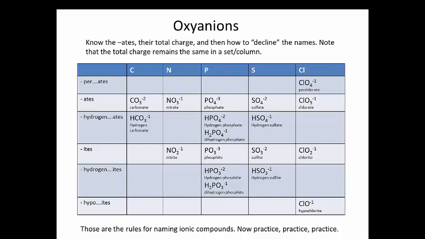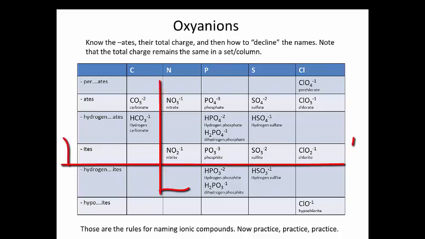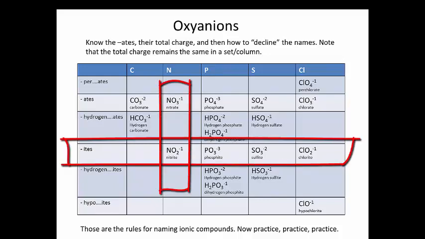So know the -ates and then apply the following rules. I sort of say it's like declining a verb. If you have one less oxygen, the -ate becomes an -ite. So look at the nitrogen column. Nitrate has 3 oxygens. If I have only 2 oxygens, it becomes nitrite. The -ite ending: one less oxygen than an -ate becomes an -ite.